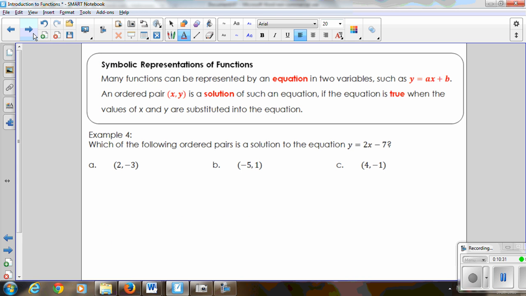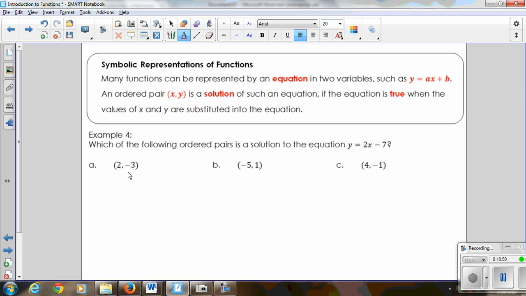Okay. So we also want to talk about the symbolic representations of functions. So we've talked about the graph, we've talked about the tables, but now we want to talk about the symbolic representations when we actually use an equation to represent a function. Many functions can be represented by an equation in two variables, such as y equals ax plus b. An ordered pair, x y, is then a solution of an equation if the equation is true when the values of x and y are substituted into the equation.